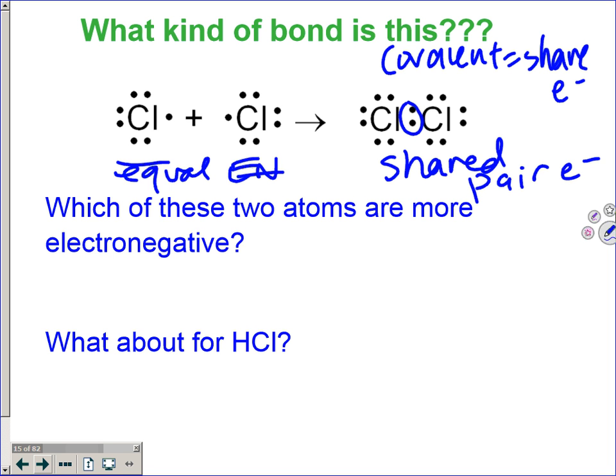Instead of drawing it as 2 dots in the middle, many times you will see me draw it like this. A dash. That dash represents the electrons being shared, 2 electrons. There's an electron here and an electron here. So this is how we'll likely draw it from here on out. All right, I want you to do the same thing for HCl. Make HCl.